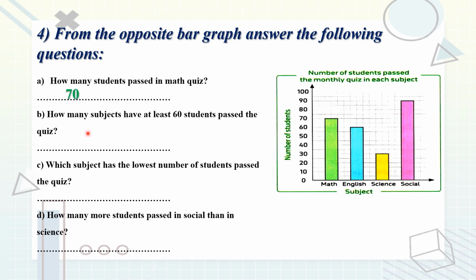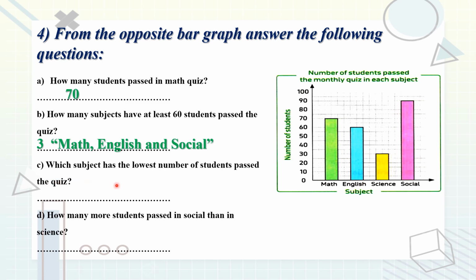Letter B, how many subjects have at least 60 students who passed the quiz? 60 students at least, that means 60 or more. So we have in math 70, and in English 60, and in social 90. So the three subjects, math, English, and social, each have at least 60 students or more.